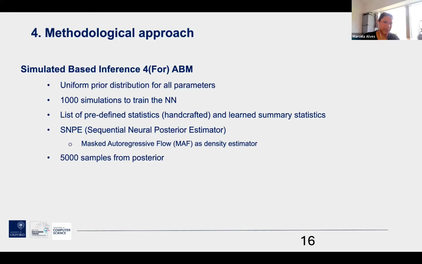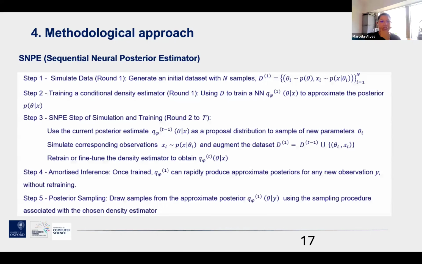Then for the density estimator, we use this algorithm called sequential neural posterior estimation. As the name says, neural here means another network does this job, and it will do an estimation of the posterior distribution. And what we do here, on the drawings I will show you, is once we have this density estimator, we take 5,000 samples from it, and then we draw the posterior. What I just said is just to explain why we have this name, sequential, on the algorithm.